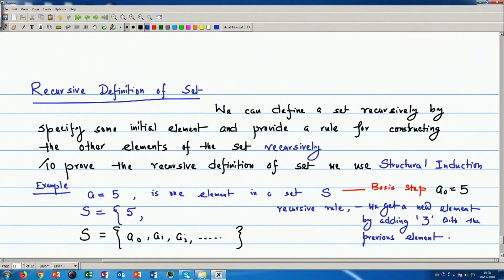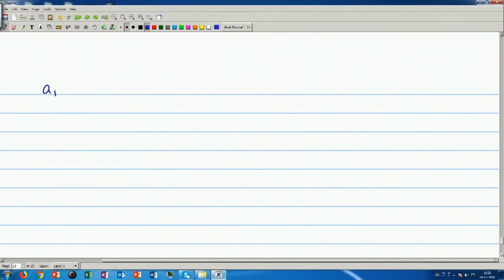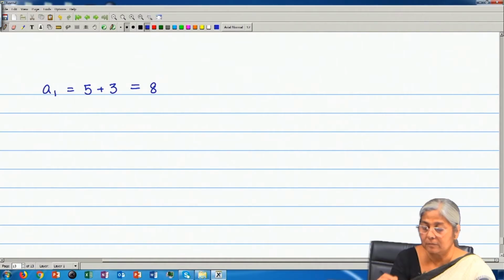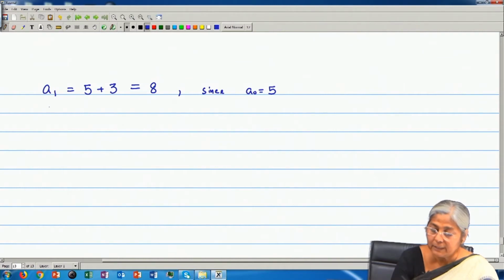So, what is my A1? I get A1 is 5 plus 3, because A0 was 5, since the first element was defined, A0 was 5. So, I get the next element of the set is 8 plus 3 is 11.